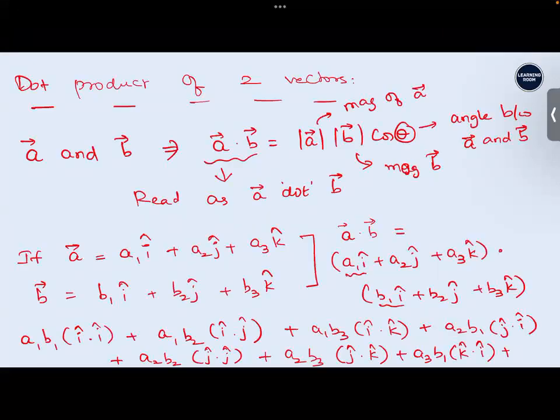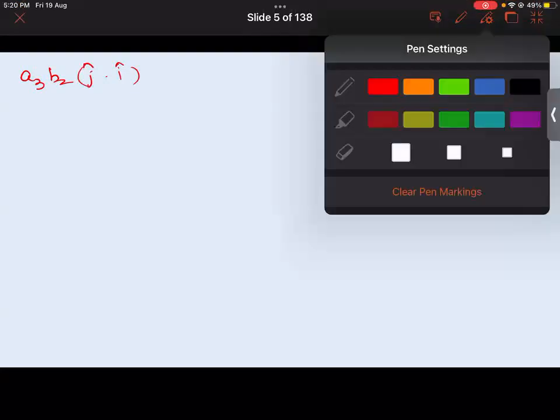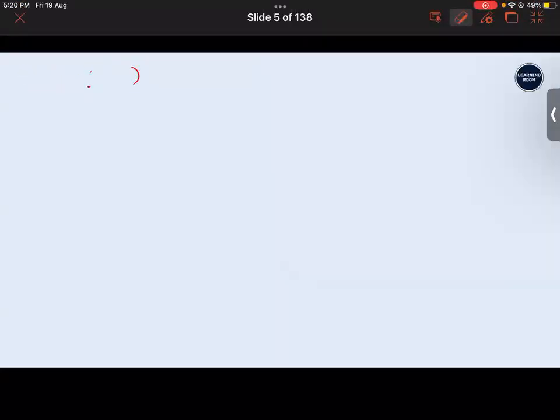Plus A3 B2 j cap dot I cap. Actually, I'll do one thing. I'll write the whole step here.